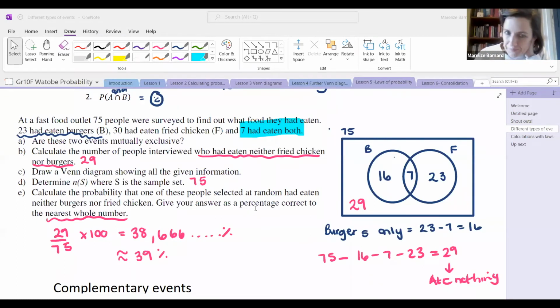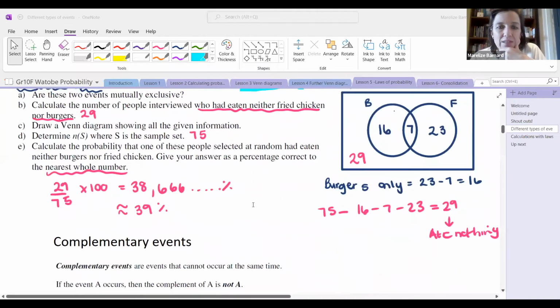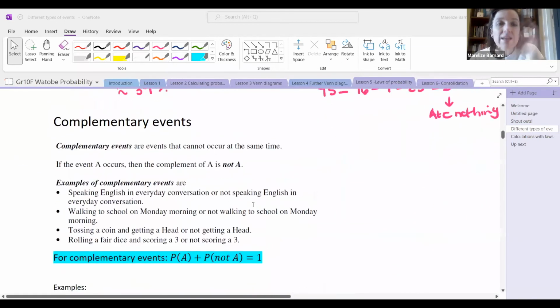Well done. Okay, so that's mutually exclusive events, burgers and fried chicken. Now you know, if you eat both, you subtract it from the total, okay? Just like we did on Thursday. Okay, so that's mutually exclusive.